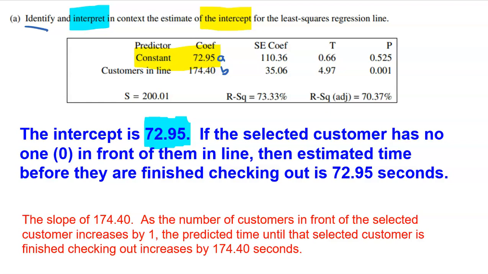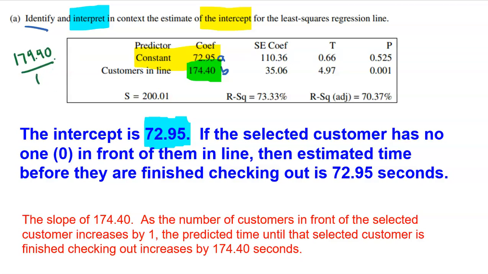If this question did ask you about the slope, that is the B value, 174.40, and the slope is how much we predict the Y to change for each increase of 1 in x. So what I like to do with slope is I write it as a fraction, so 174.40 over 1.